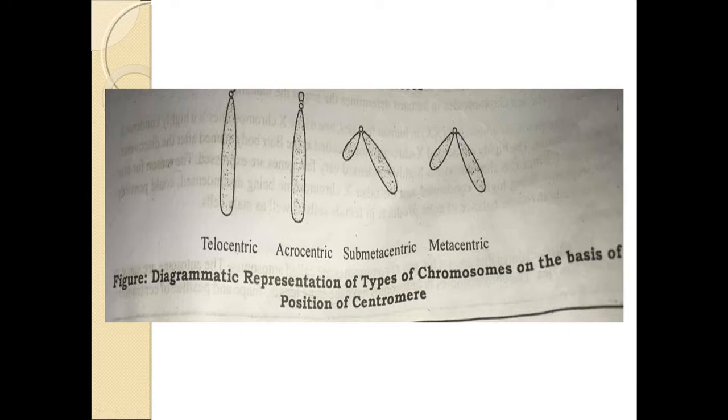So based on the position of the centromere, where the centromere is present on the chromosome, we have different types of chromosomes like telocentric, acrocentric, submetacentric and metacentric chromosomes. In normal humans, every cell will contain 46 chromosomes. In human beings, every cell will contain how many chromosomes? 46 chromosomes.